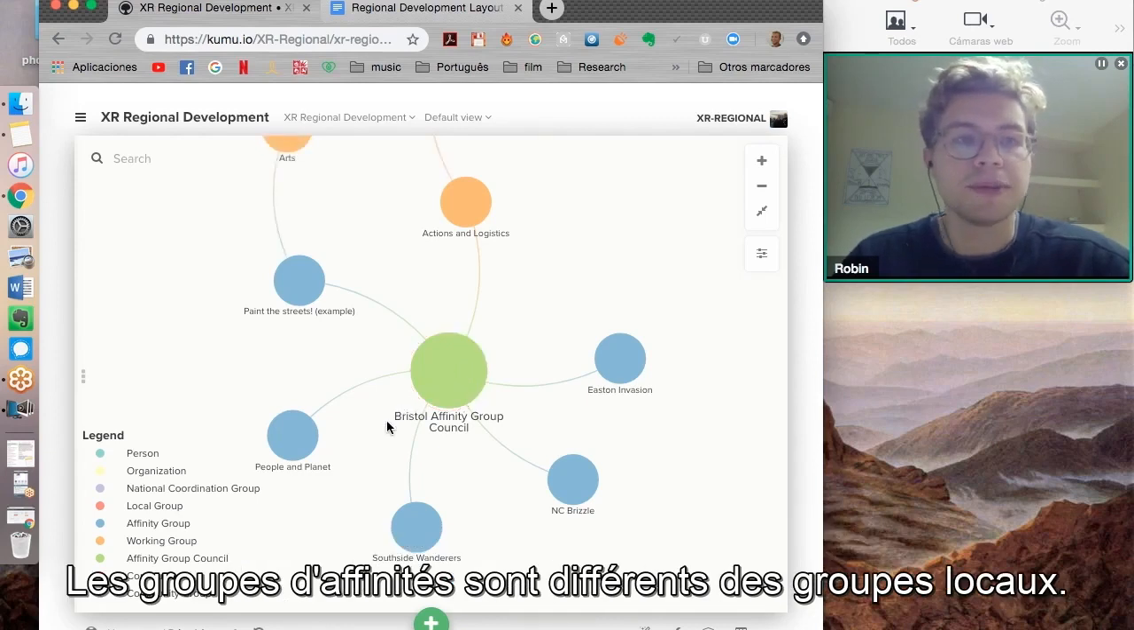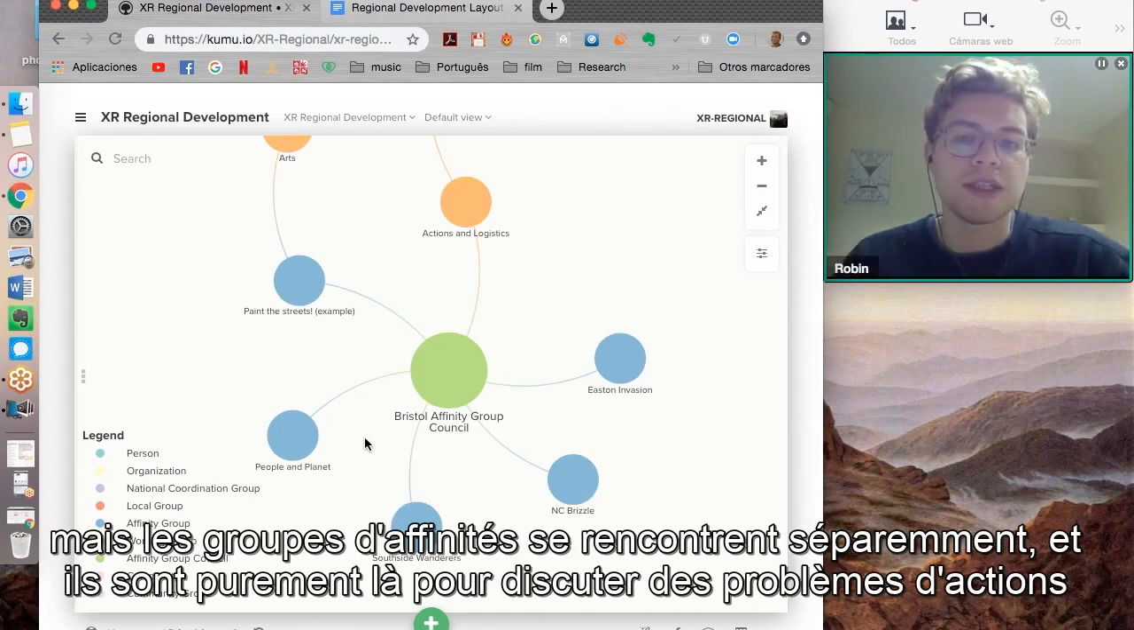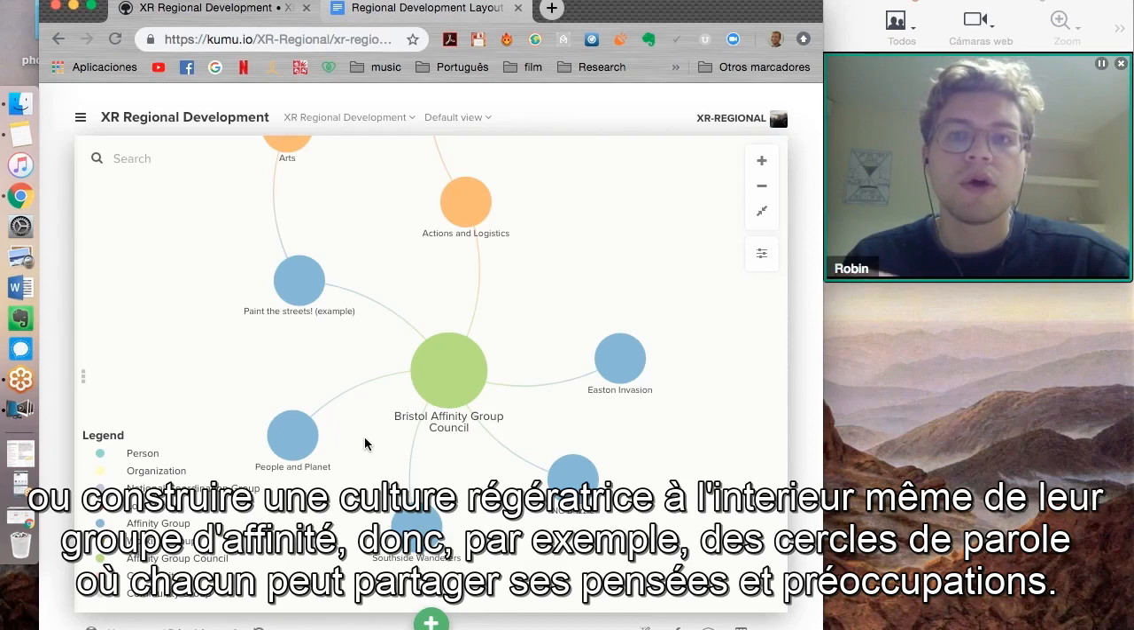Now, affinity groups in themselves are separate from the local group. They're not necessarily mutually exclusive. So people who are in affinity groups can also be part of working groups, but affinity groups meet separately and they are purely to discuss issues around direct action or building a regenerative culture within their own affinity group. So for example, hosting a listening circle where people can share their thoughts and their concerns.